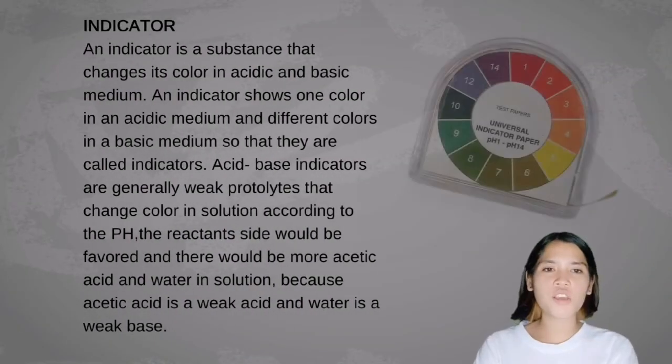An indicator is a substance that changes its color in acidic and basic media. An indicator shows one color in acidic medium and a different color in basic medium, which is why they are called indicators. Acid-base indicators are generally weak protolytes that change color in solution according to the pH. The reactant side would be favored and there would be more acetic acid and water in solution, because acetic acid is a weak acid and water is a weak base.